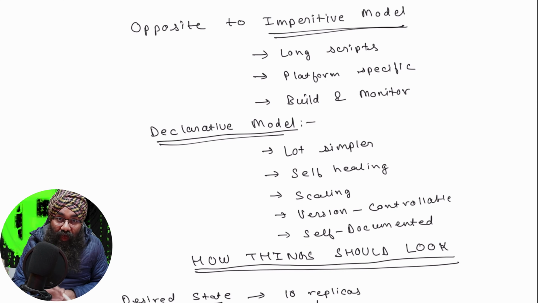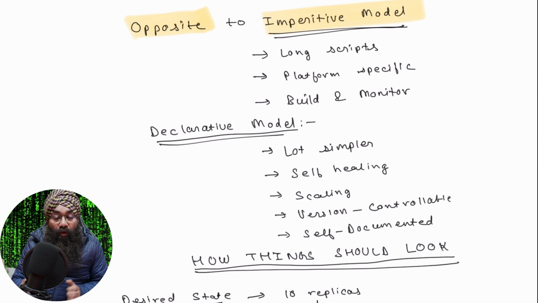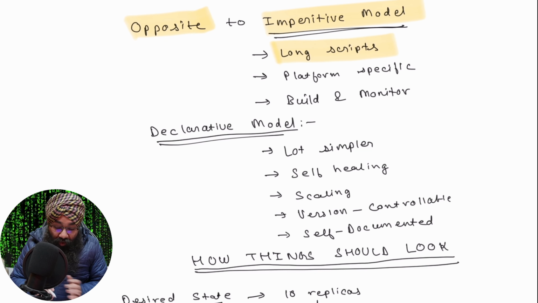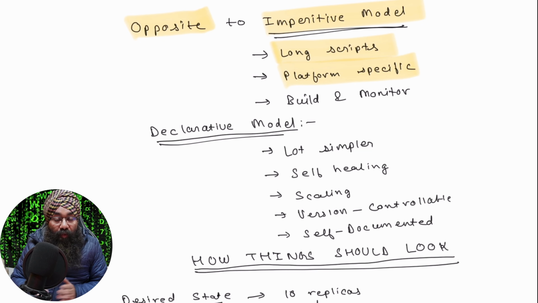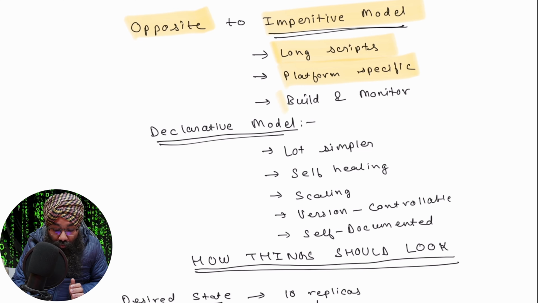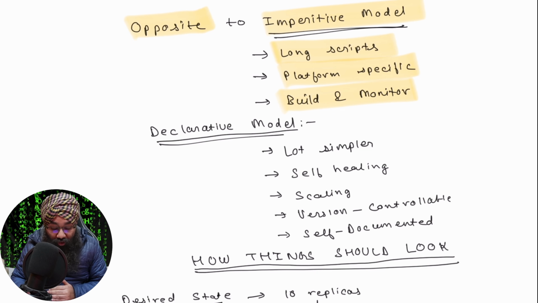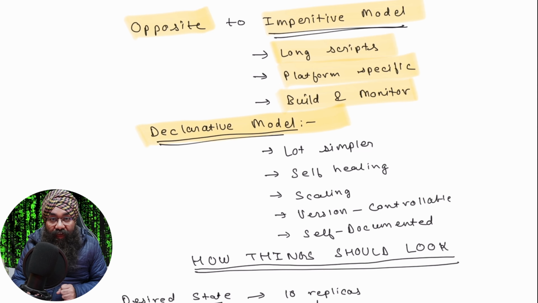So this desired state model is quite opposite of the imperative model of app deployment, where people used to maintain long scripts, and these scripts for platform software, for testing environment, for staging environment, whether it is Windows or Linux, based on the operating system as well. And then people used to build and continuously monitor the running of your application. So this was the imperative way of managing applications. But then Kubernetes came with this beautiful declarative model.